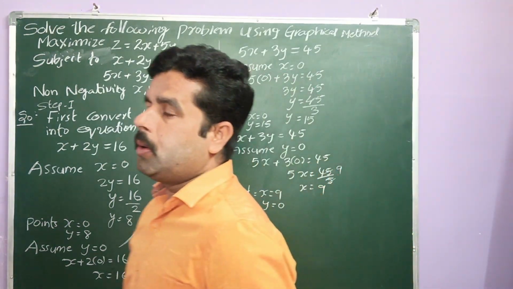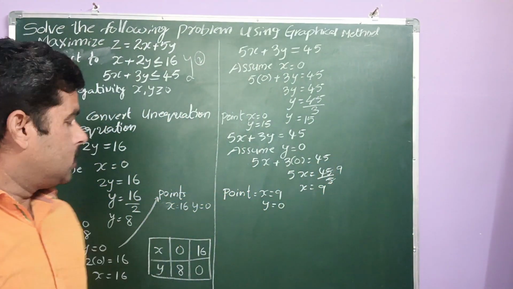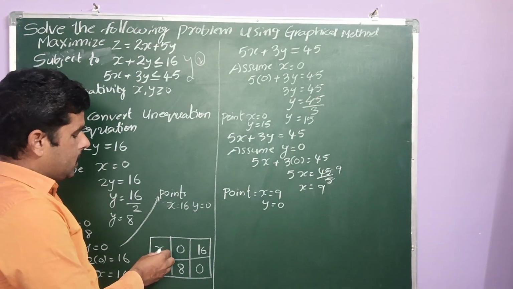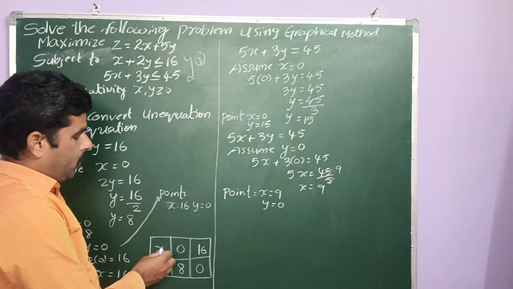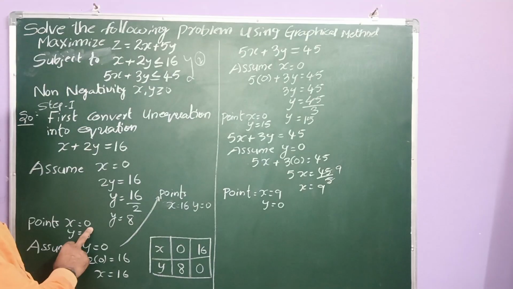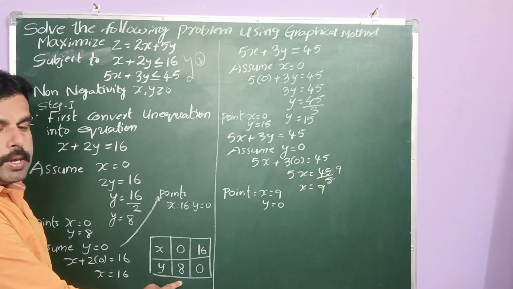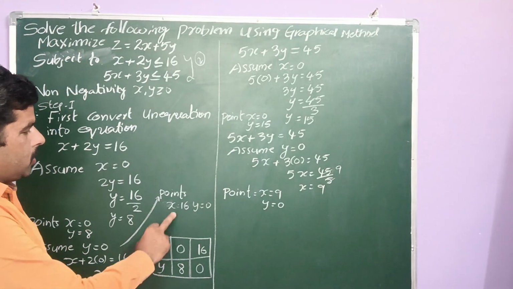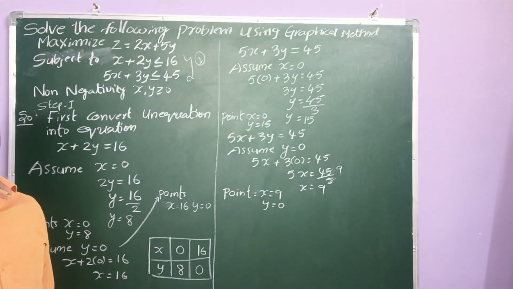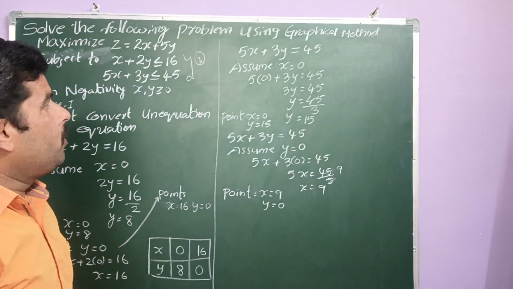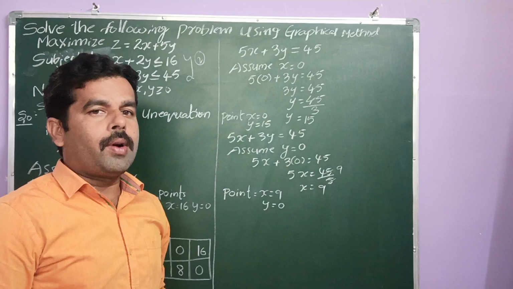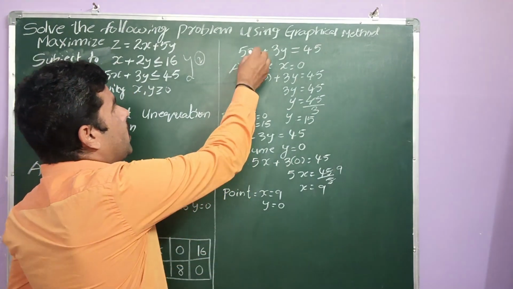After getting the x value and y value, write them in a table or a box, that is x and y. For the first point, x equals 0 and y equals 8. Again, x equals 16 and y equals 0. This is the value of equation 1 we got now. Then we go for equation 2: 5x plus 3y equals 45.